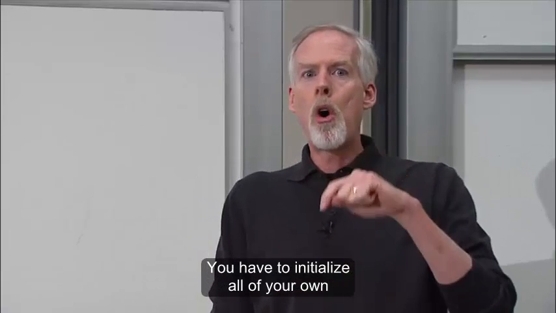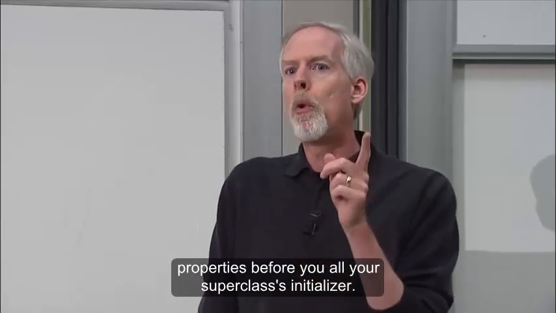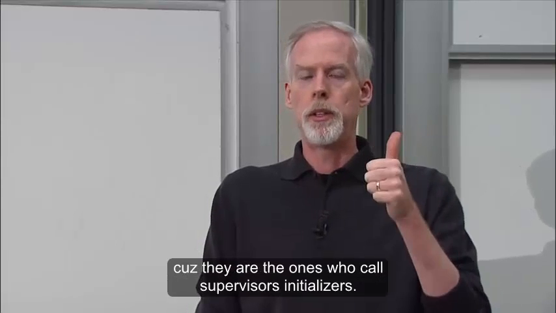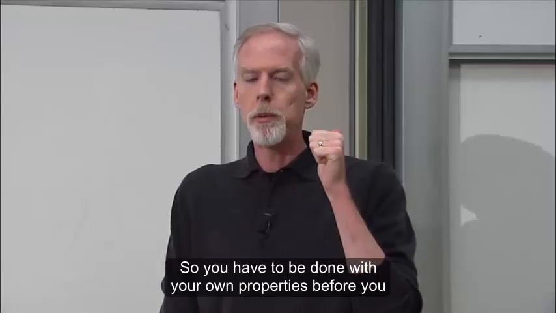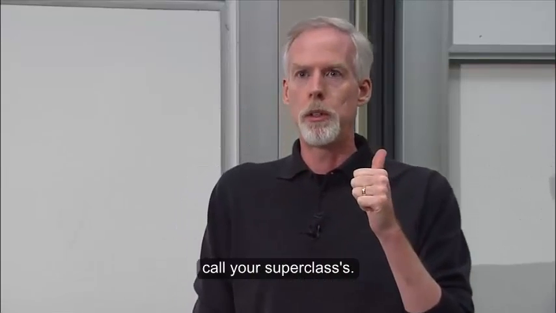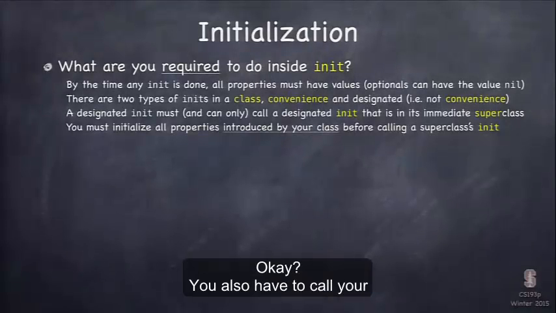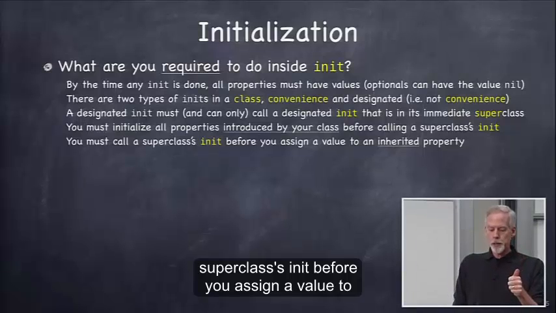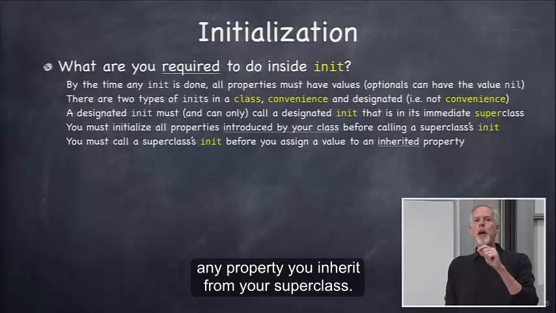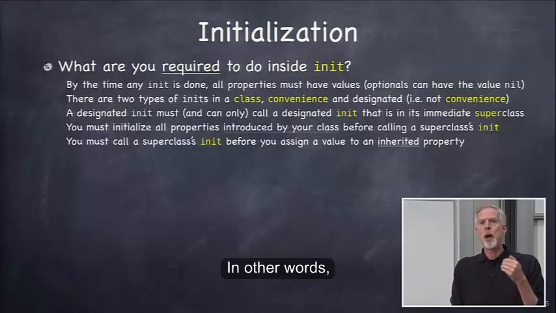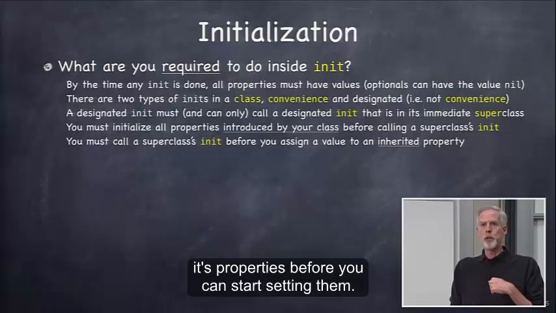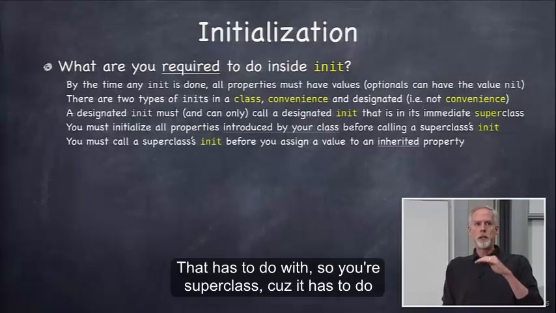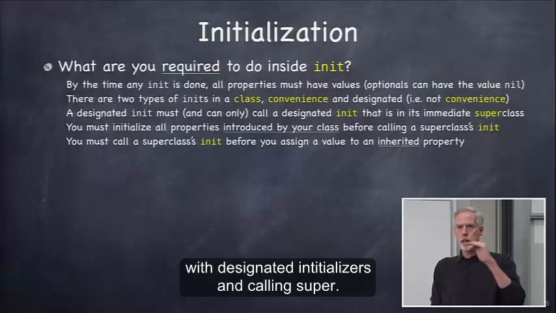You have to initialize all of your own properties before you call your superclass's initializer. This is for designated initializers only because they're the ones who call their superclass's initializer. So you have to be done with your own properties before you call your superclass's. This one will trip you up often. You also have to call your superclass's init before you assign a value to any property you inherit from your superclass. In other words, you have to let your superclass initialize its properties before you can start setting them. So you get those 3 rules. That has to do with designated initializers and calling super.